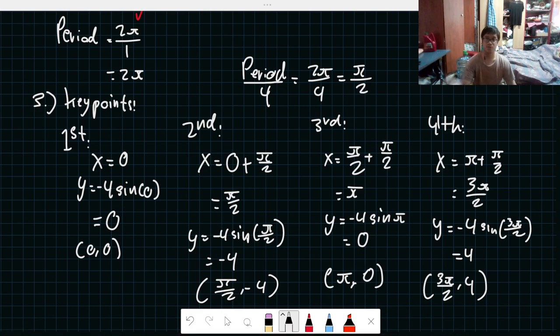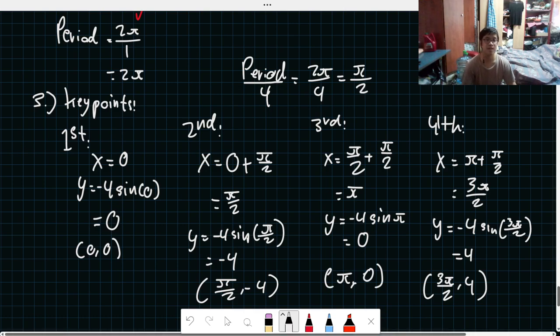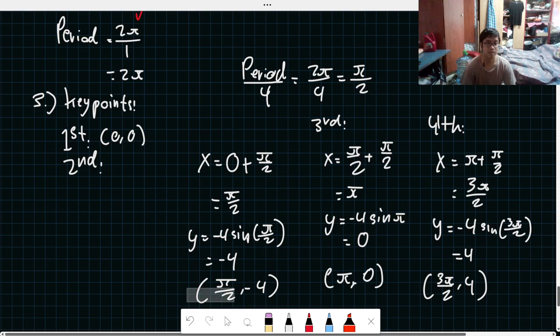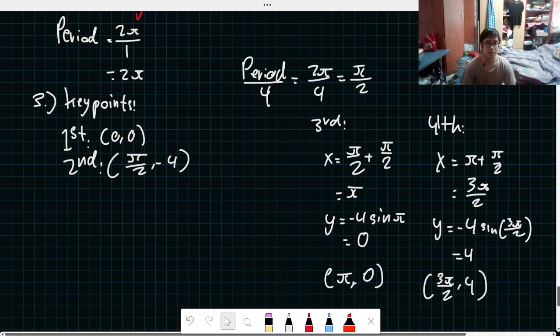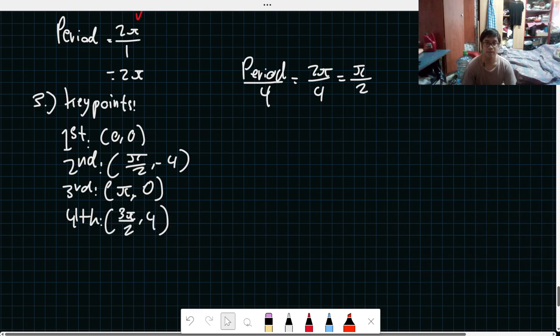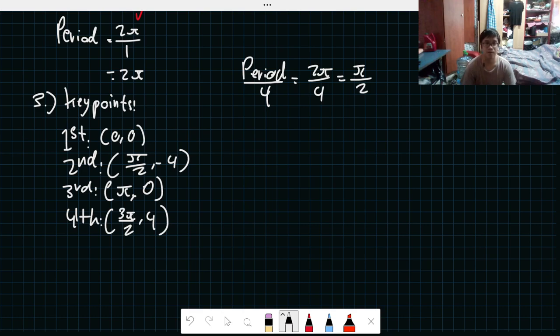Now we found the first four key points. All right, let's find the fifth key point after we erase the solutions here, except the key points we found, right? So for your first key point, you have 0, 0. Second key point, that's basically pi all over 2, negative 4. Then for your third key point, that's basically pi, 0. And lastly, for your fourth key point, that's basically 3 pi all over 2, 4. Yeah, that's it.